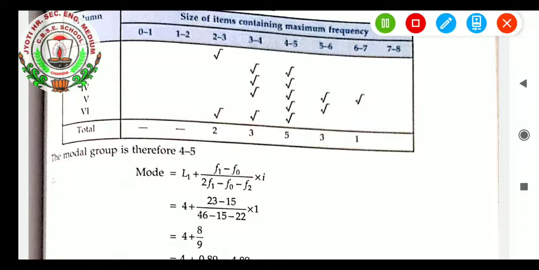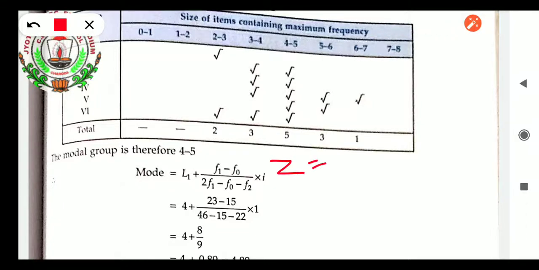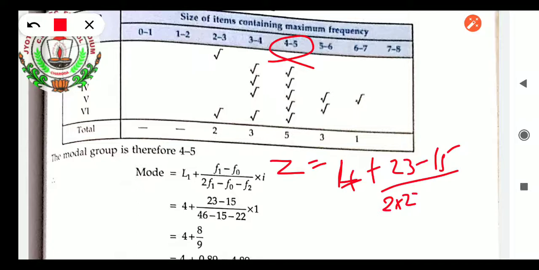How will the values come now? Z equals, what was the L1? Sorry, L1, not the difference. L1, how many? This was the model class, 4 is L1, plus F1, how much is there? 23 minus 15, divided by 2 into 23 minus 15 minus 22, into i, what is the difference? 1. So the calculation will be 4 plus 23 minus 15.